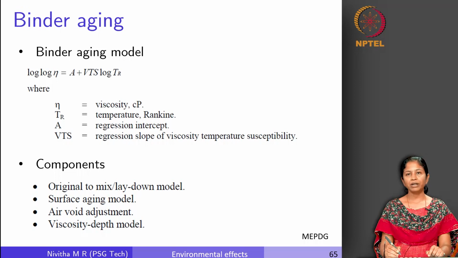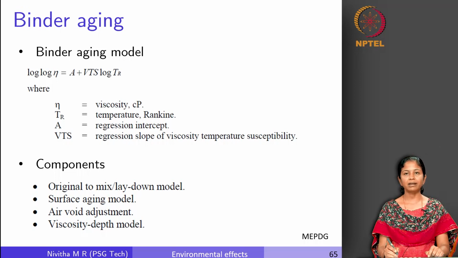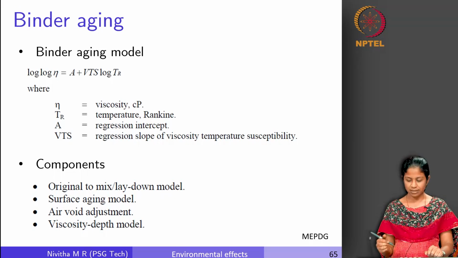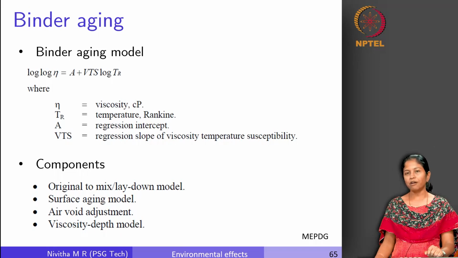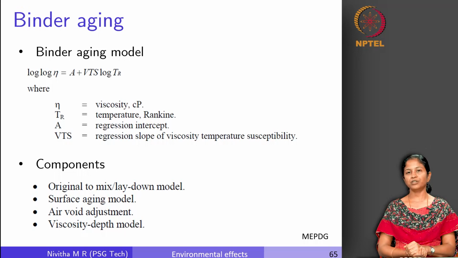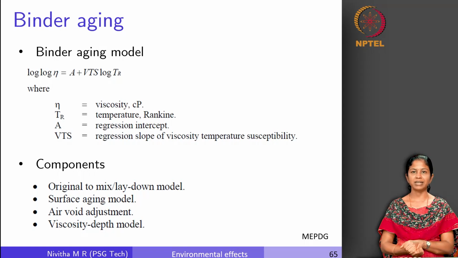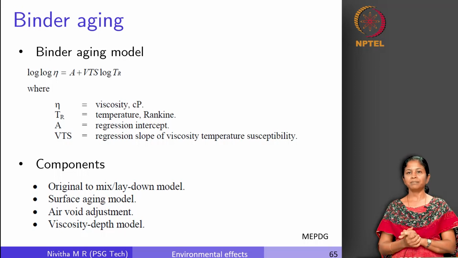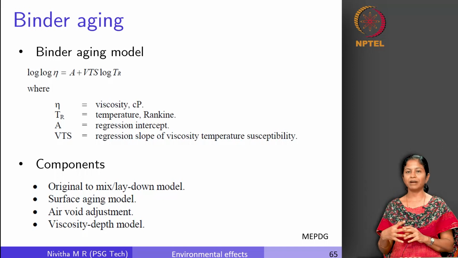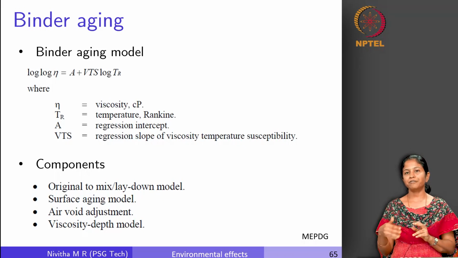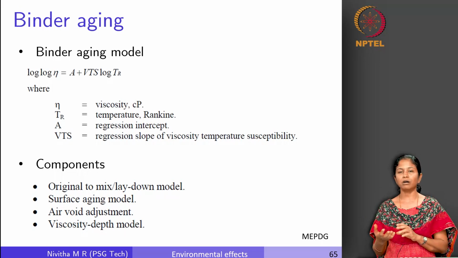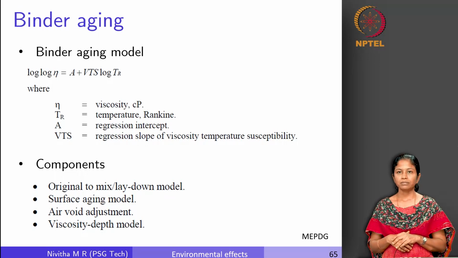Now we are going to look into the binder aging models that are used to compute the variation in dynamic modulus as the pavement ages, right. In one of the lectures in the previous course on mechanical characterization of bituminous materials, we would have discussed the effect of aging. So what is this aging? As the pavement is subjected to the effect of environmental conditions, there are a lot of changes to the chemical composition of the material, and because of these changes, we see a lot of changes in its rheological properties also, right.